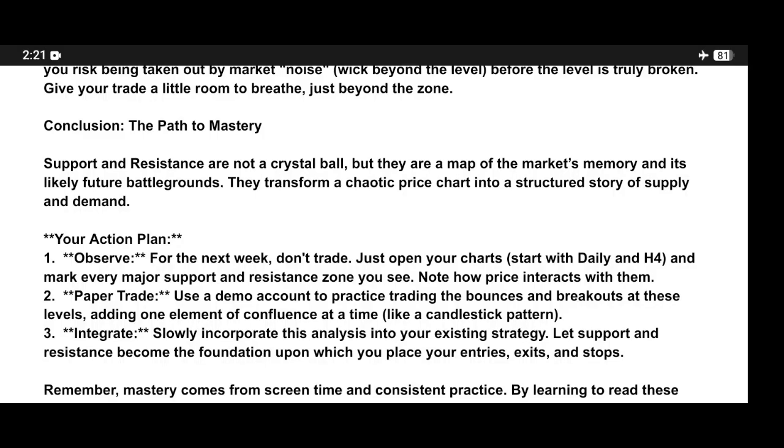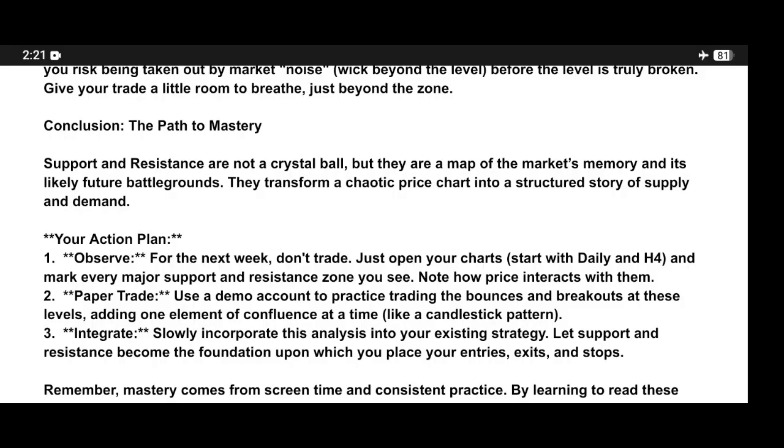Number two is paper trade. Use a demo account to practice trading the bounce and breakout at these levels. Adding one element of confluence at a time, like a candlestick pattern, is very, very good and more potent in giving you a higher probability entry.